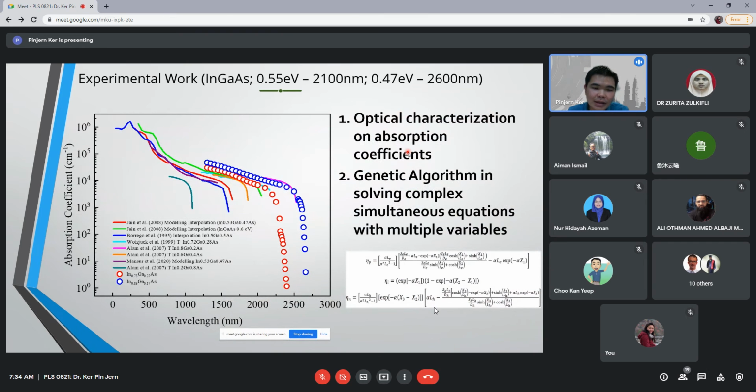We have completed the absorption coefficient, so you know how much it will absorb at a particular wavelength. And because of the complexity of the equation, again, we need to use some AI techniques to solve for this absorption coefficient.